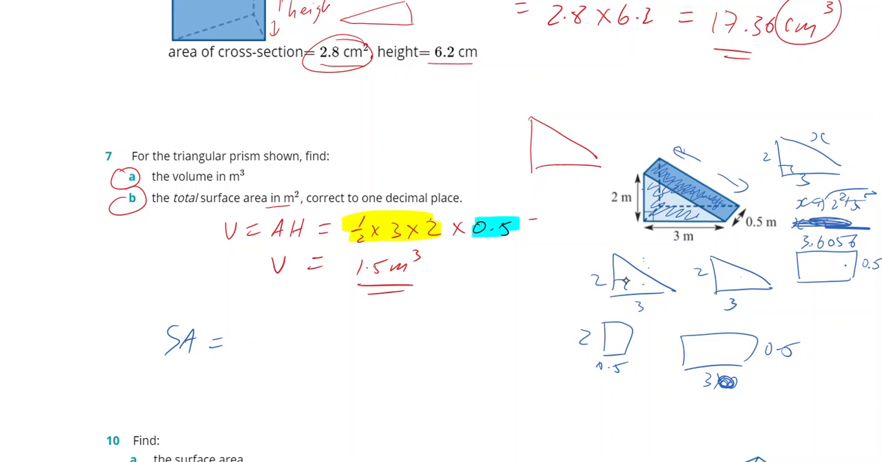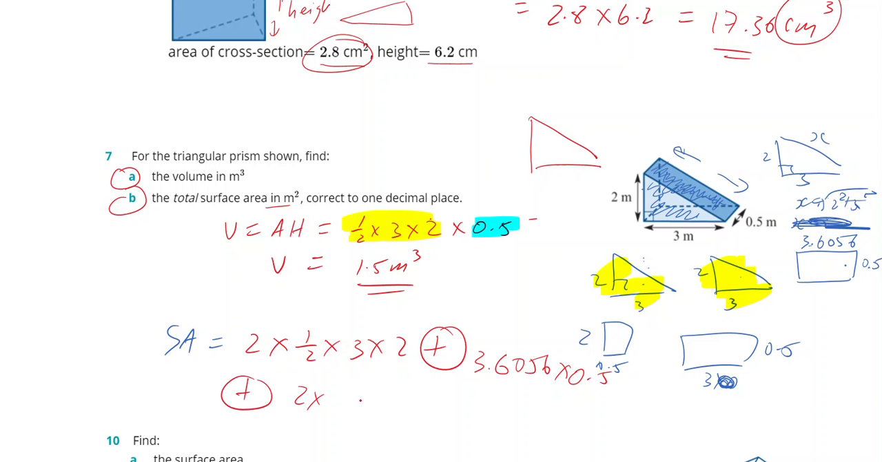So let's work that out. 2 triangles here and here, so 2 times half times base times height, where the base is 3 and the height is 2, plus the area of the rectangle here, 3.6056 times 0.5, plus the rectangle down below, 2 times 0.5, plus the last rectangle, 3 times 0.5. As long as you show your calculation and I can follow what you've done, you'll get the marks. But make sure you show some working.